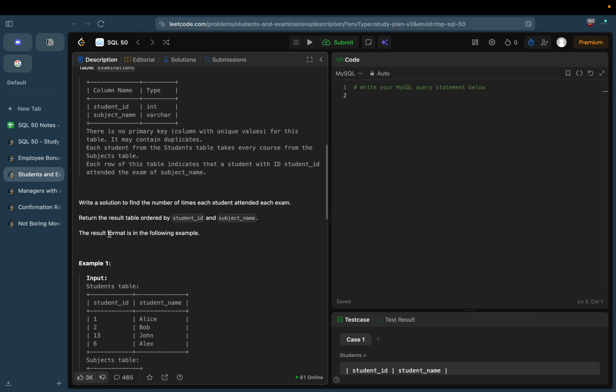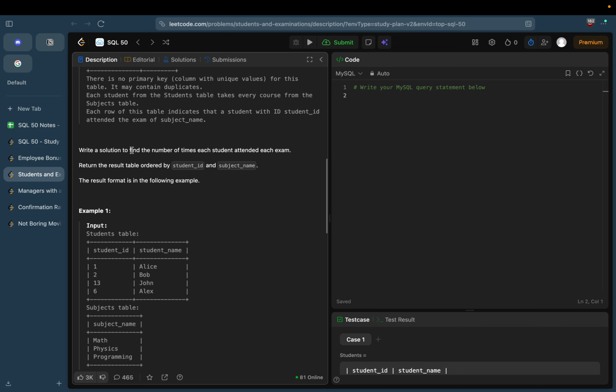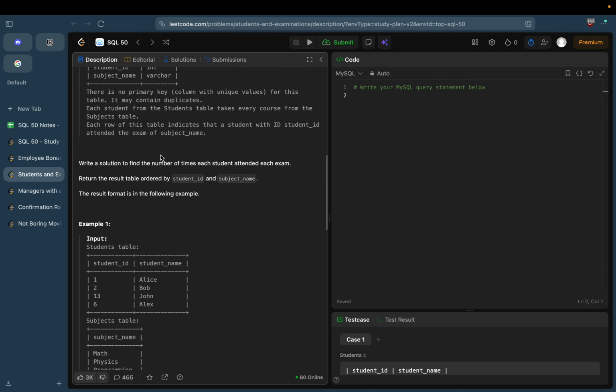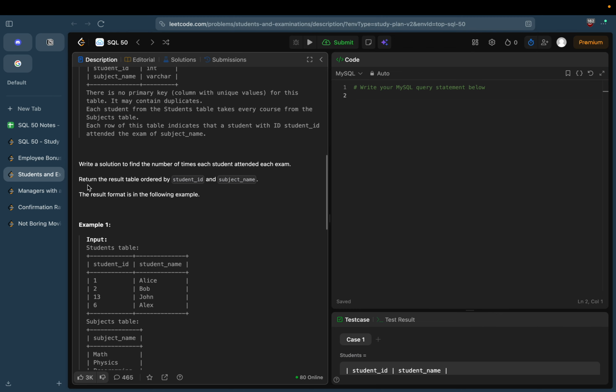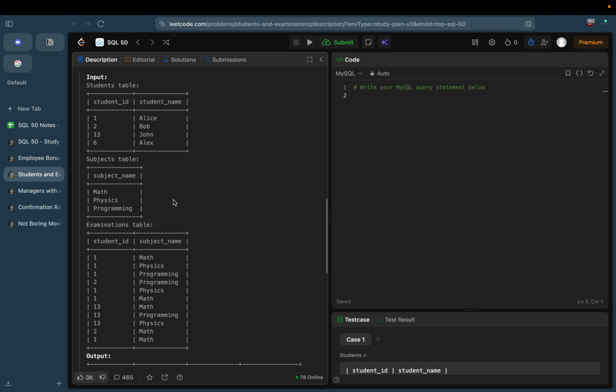So let's find out what they want us as a solution. Write a solution to find the number of times each student attended each exam. So it is on the level of a student as well as an exam, and we have to find the number of times, that is the counts of these various examinations. That makes sense. Return the result ordered by student ID and subject name. Interesting. And finally, the result format is in the following example. Let's look at the example.